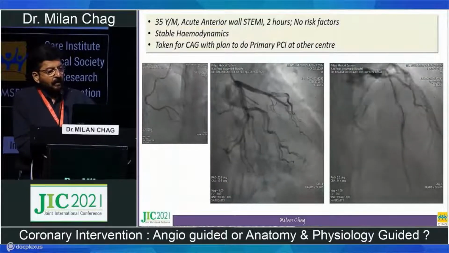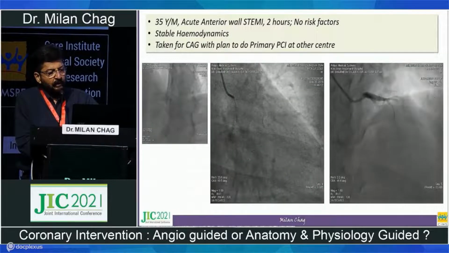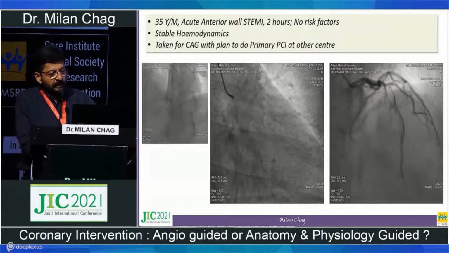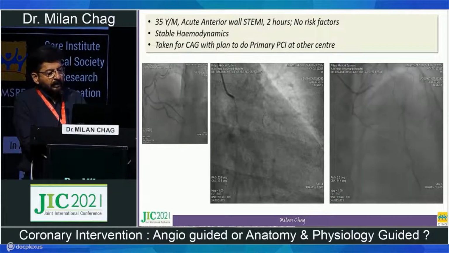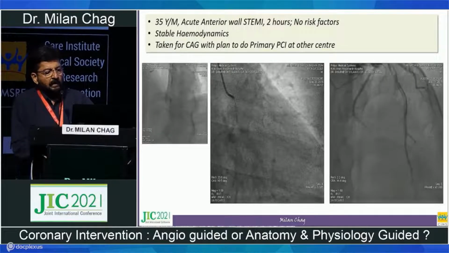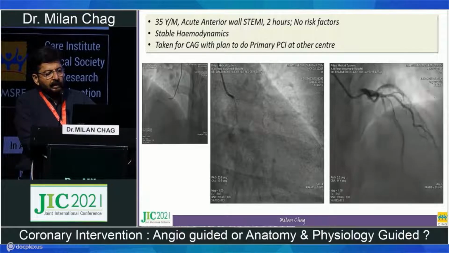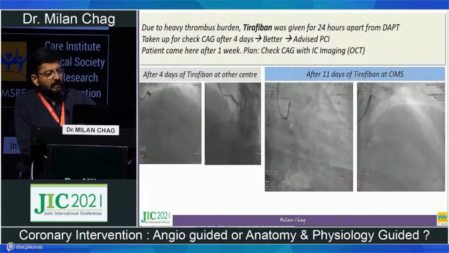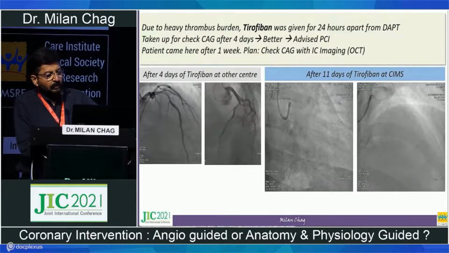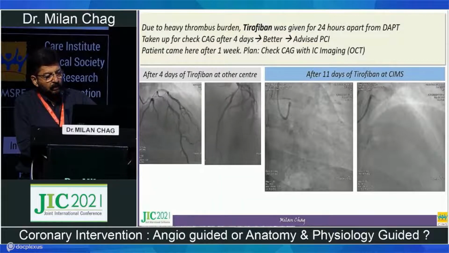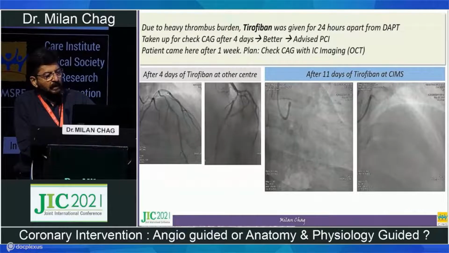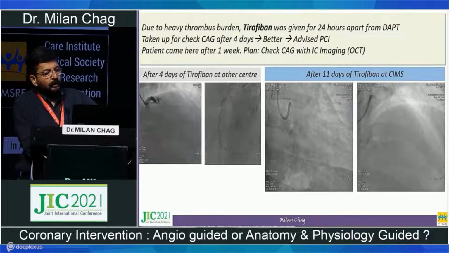So this is a case: 35-year-old male, acute anterior MI, STEMI, 2 hours duration, no risk factors. He had stable hemodynamics, and he presented to a peripheral center. There is a large thrombotic occlusion in the LAD, huge thrombus burden, and he was given tirofiban at that time, because when thrombus burden is too much, if you put a stent you may also get thrombus. So tirofiban was given for 24 hours in the peripheral center, and DAPT was of course given, and he was taken up for a check angiography 4 days later.